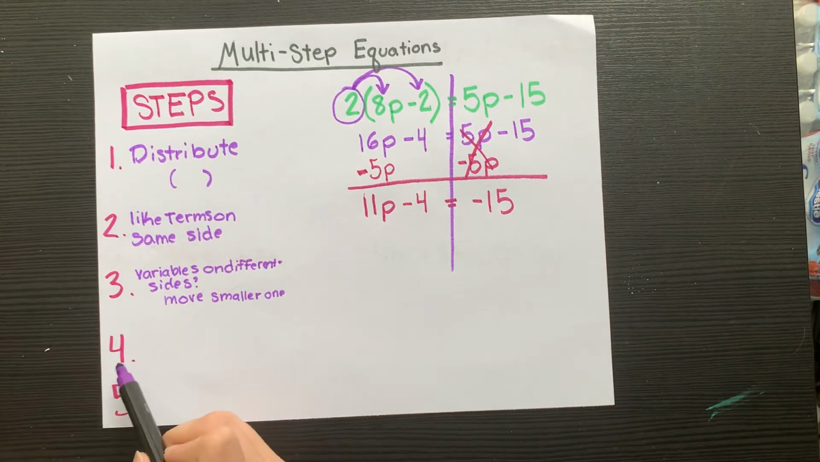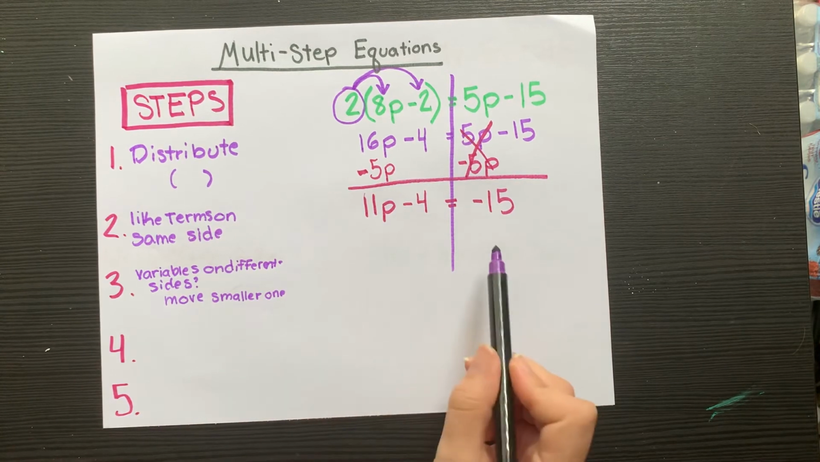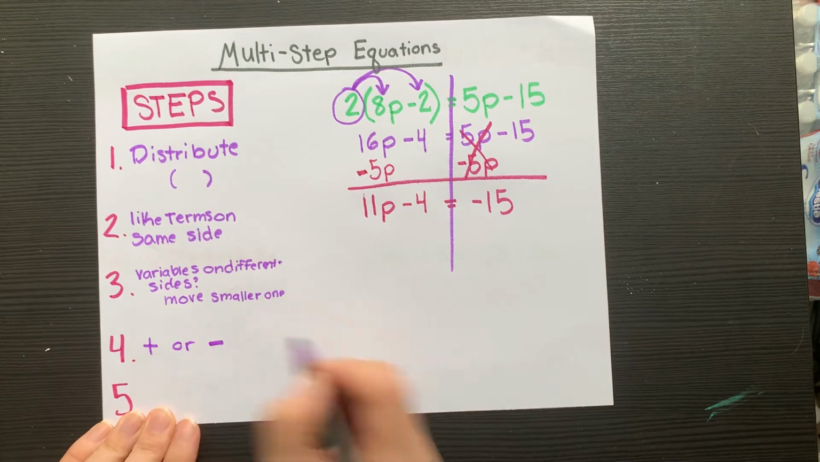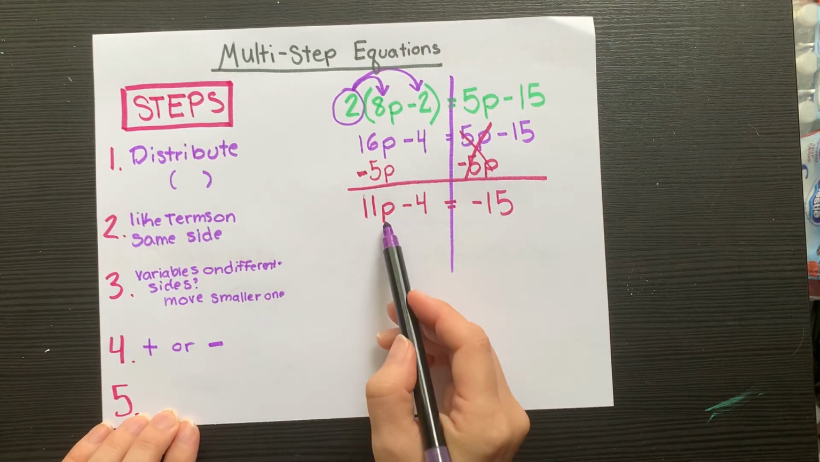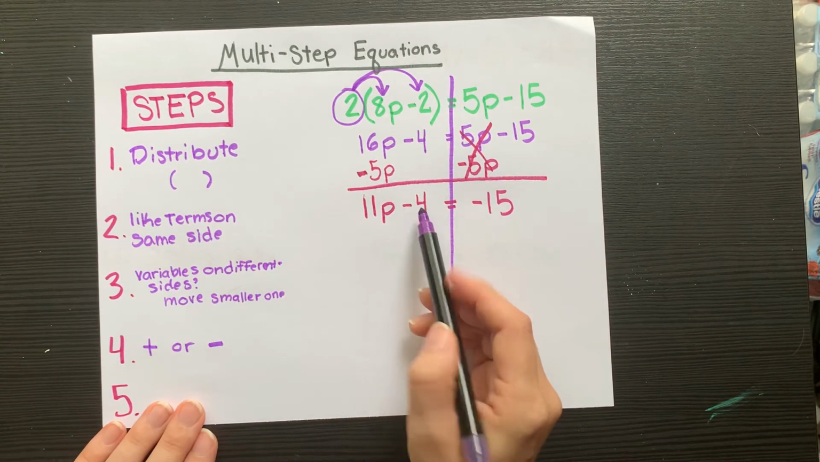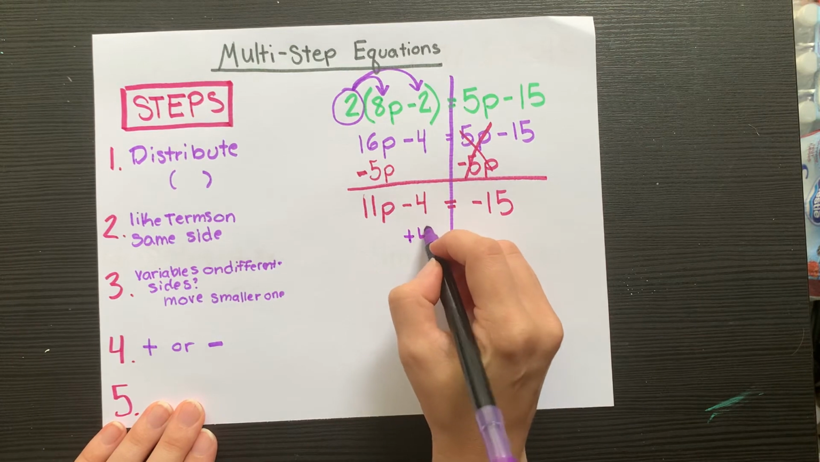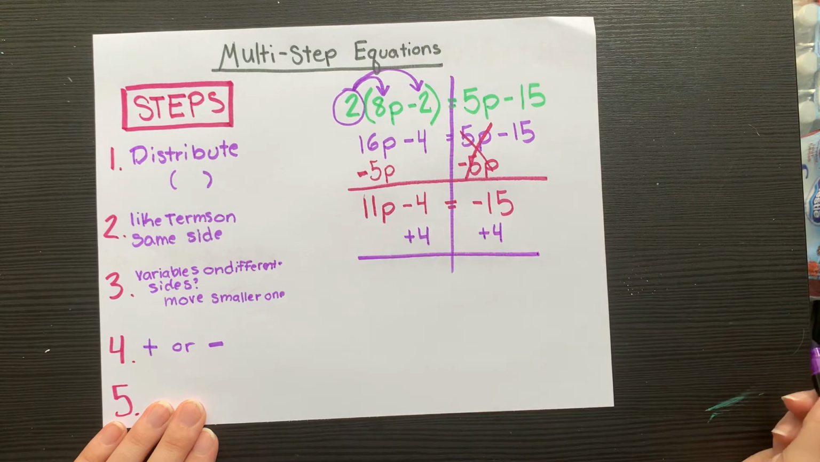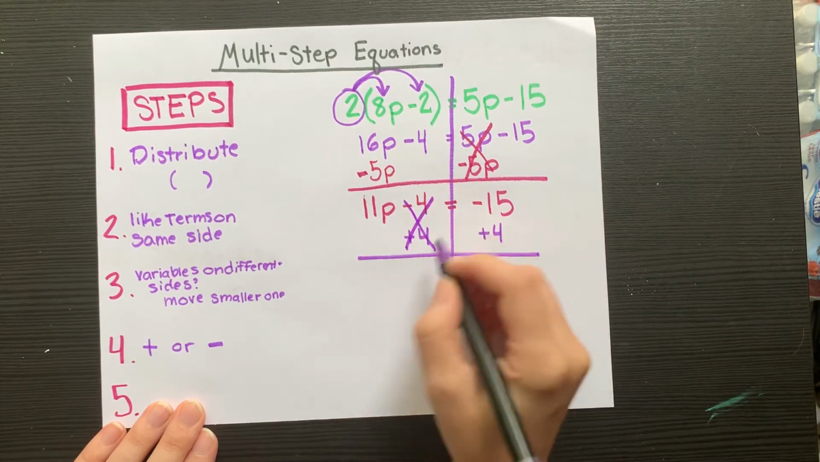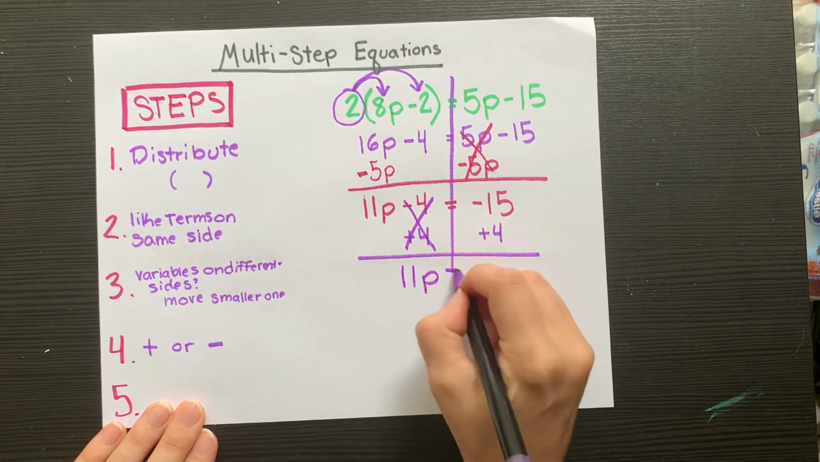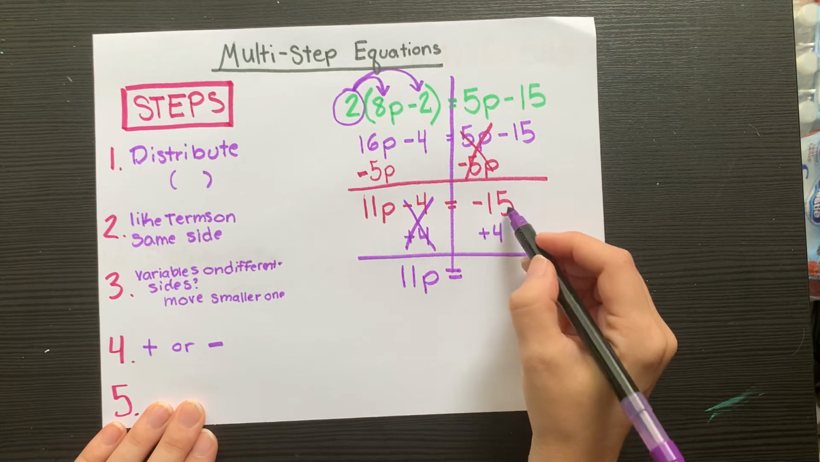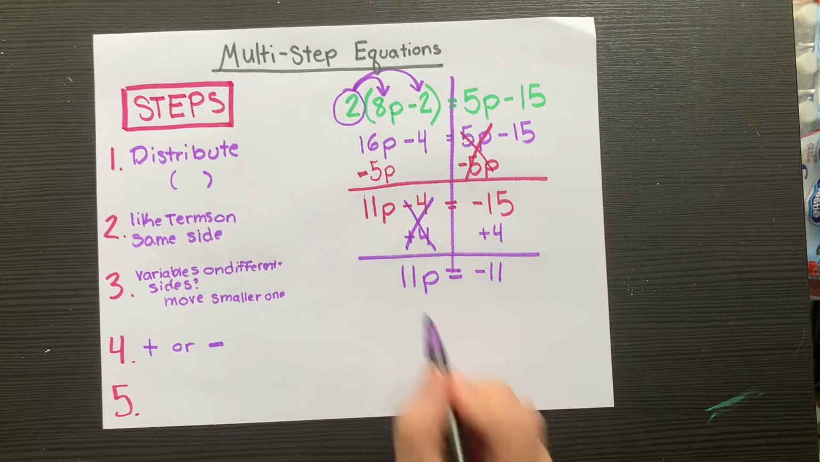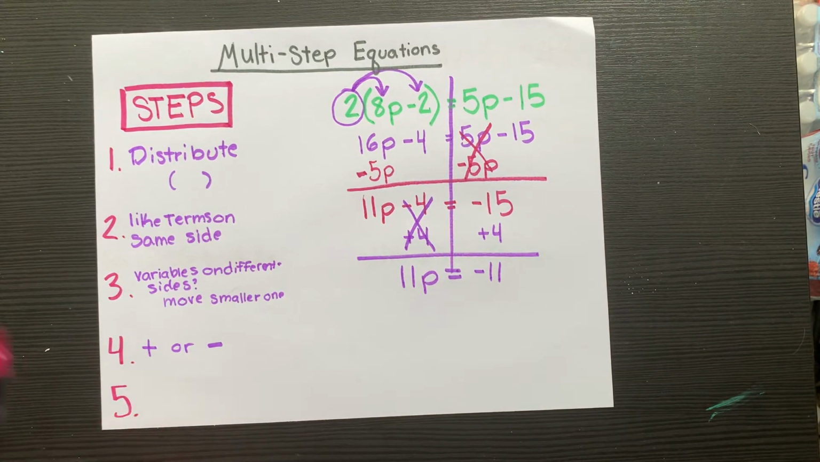So again, when we have a 2-step, what we want to do first is either add or subtract. So we look at our p, and we have a minus 4 here. Opposite of minus is plus. So plus 4 to both sides. 11p will equal negative 15 plus 4, which is negative 11. Right. Getting very close. Our last step.